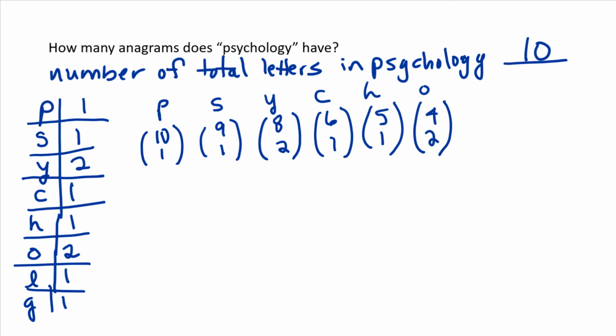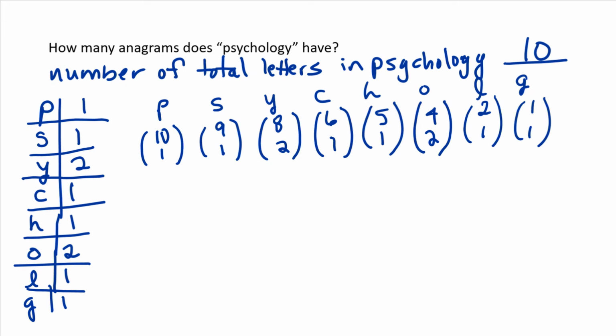After O, the letter I'm looking at is L. And again, let's be careful. 2 spaces were taken up because O occurs twice. So instead of having 3 spaces left, we actually only have 2 spaces left and 1 L. And then for G, we have 1 space left and only 1 way to choose that.